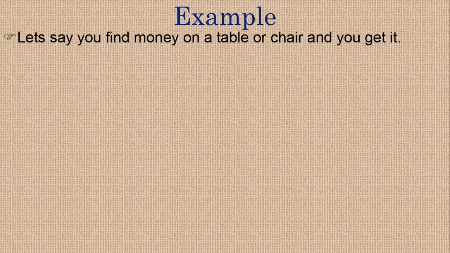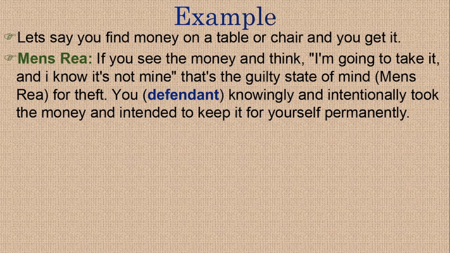Let's say you find money on a table or chair and you get it. In mens rea, we're saying if you see the money and think, I'm going to take it and I know it's not mine, that's the guilty state of mind. You know that the money is not yours, but you still decide to get the money. You knowingly and intentionally took the money and intended to keep the money for yourself permanently without giving it back to the person that this money belongs to.